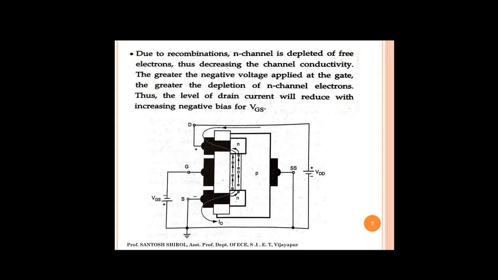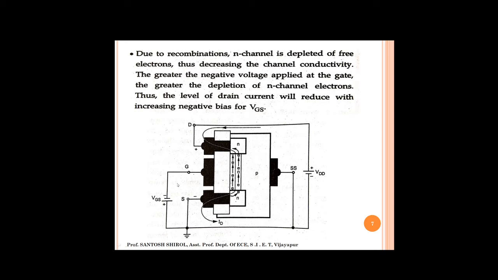What is the meaning of this? The number of electrons that are moving through the channel and reaching the drain will be less in this case, because some of the electrons are already being recombined in the P channel. So when fewer electrons are moving from source towards drain, then obviously the current will be less. Now in the next case, we make VGS minus 2 volt.